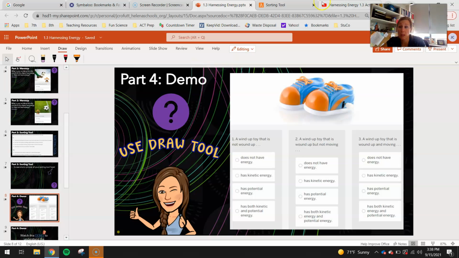Part 4, you're going to do a little poll first. So you will need your draw tool for this. Okay, I'm going to change my colors just for funsies. All right, so you have 3 questions to answer here. We have a picture of a little wind-up toy. You can notice the little wind-up part right there.